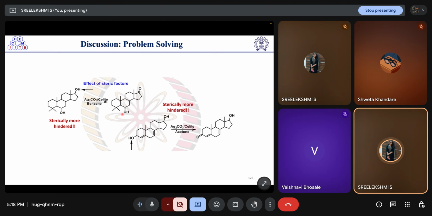So that is what we said about steric factors. Sterically less hindered alcohols will be oxidized. So here also we can see this alcohol is more free compared to this one because of the presence of this methyl group, and moreover this is an allylic alcohol, so that will be more reactive, and therefore we will be getting this alpha beta unsaturated ketone, and this secondary alcohol will be remaining intact.